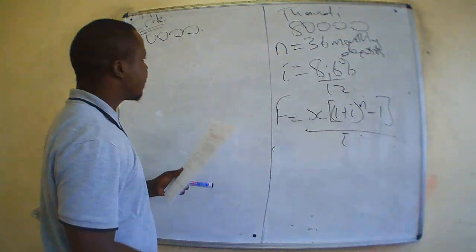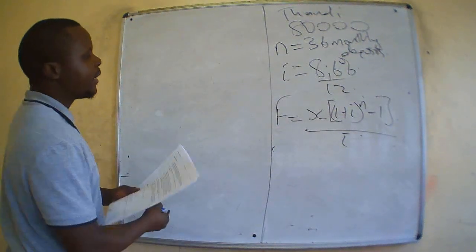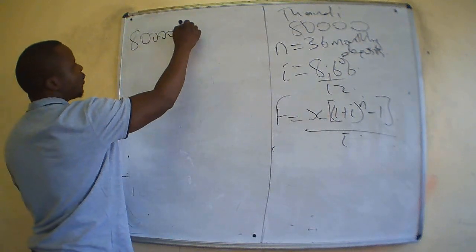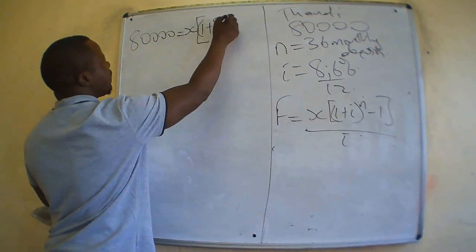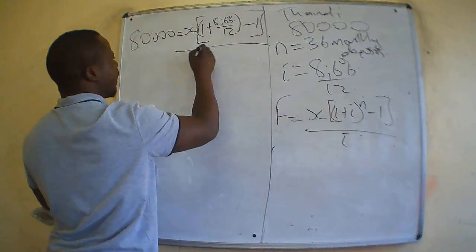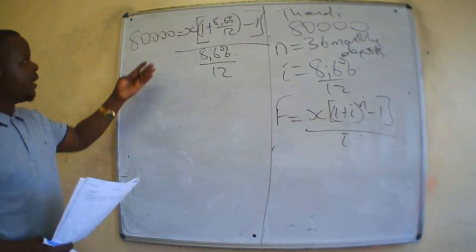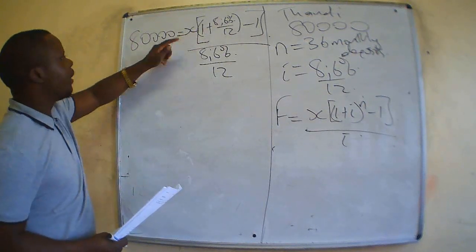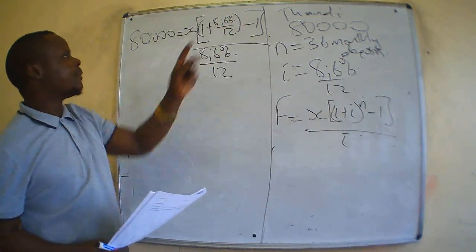Let us write it properly so that we can all view exactly. Let's rewrite it on the other side. Let us hold this one for Eric. So we're saying she must have 80,000, which is equal to x, which we don't know, times the bracket: interest is 8.6% over 12, minus 1, divided by 8.6% divided by 12. This is the substitution of the formula, F equals x.